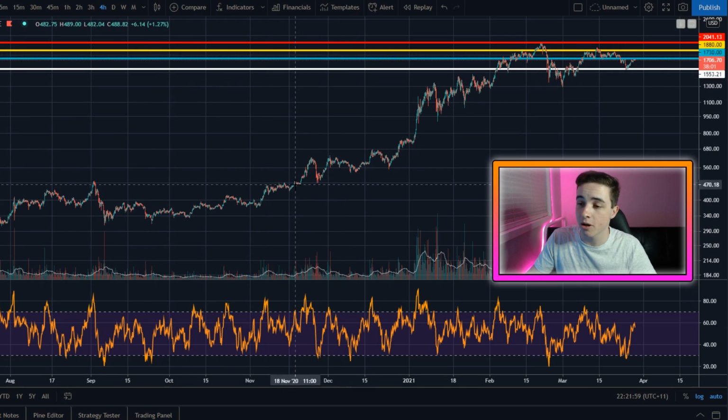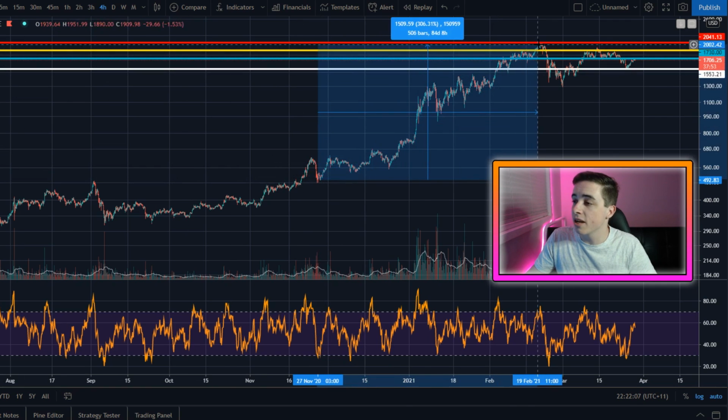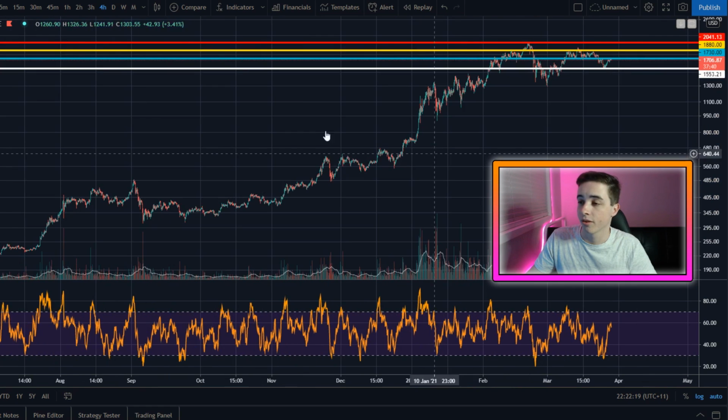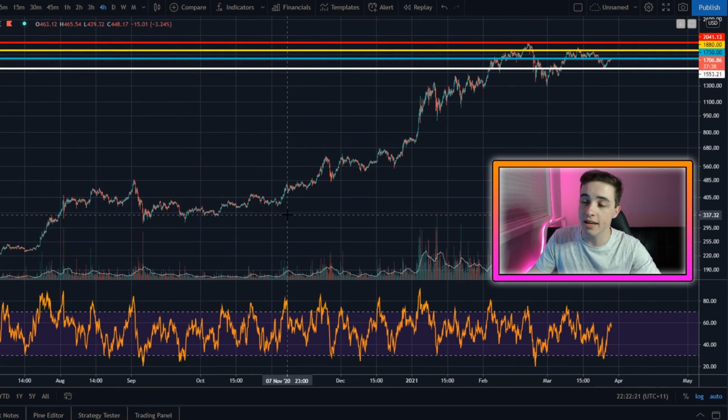Ever since Ethereum broke this high just here with this small little pump to the upside, Ethereum over the next 2 to 3 months pumped well over 300% to the upside. So once again, patience is key in crypto.